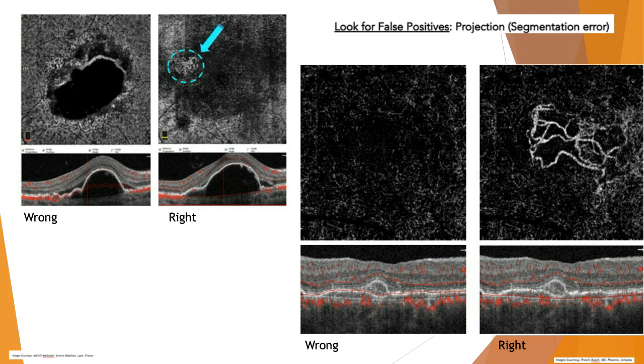On the bottom right is another example. This patient looks like they have some sort of old disciform scarring or some type of lesion there that is certainly hyperreflective in nature. The first image that says wrong shows you how the segmentation line is coursing right through the RPE. You're certainly not going to pick up anything when you're coursing through the RPE. When you move the segmentation lines around the lesion, you can see that there is an old filamentary burnt out CNV there on the angiogram.